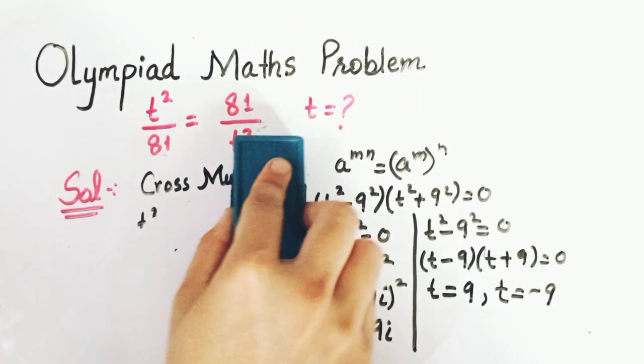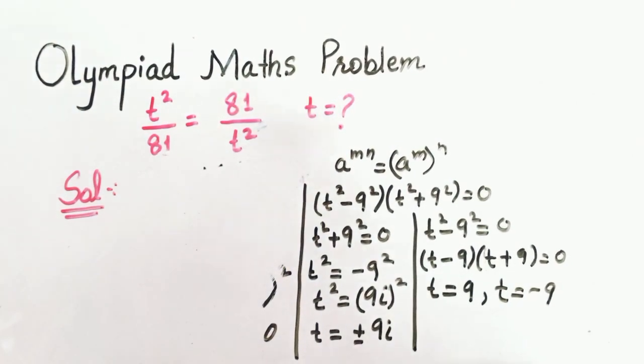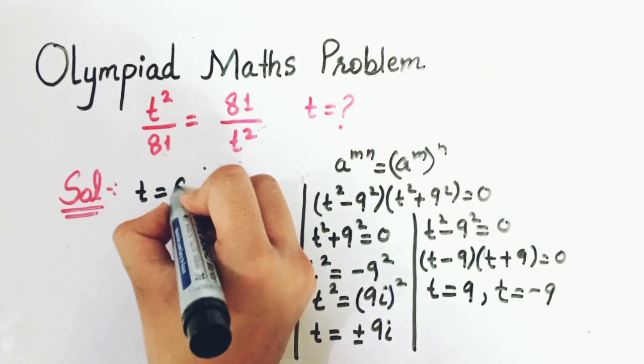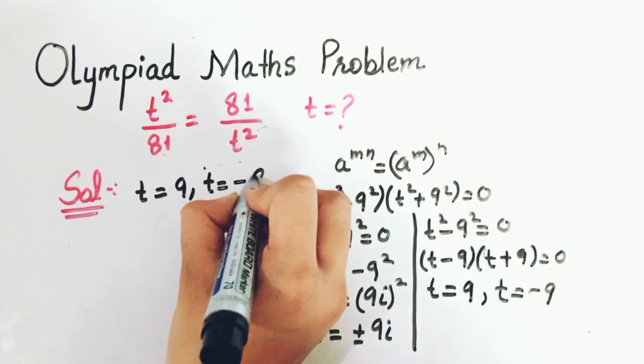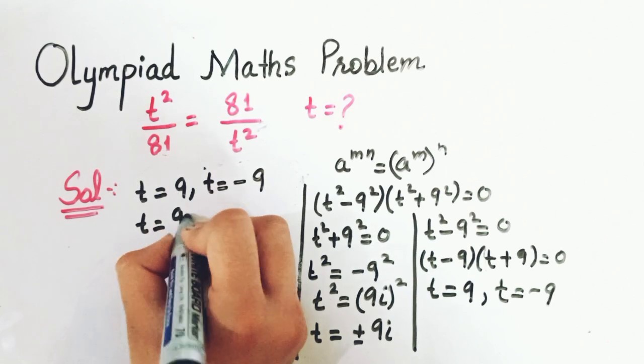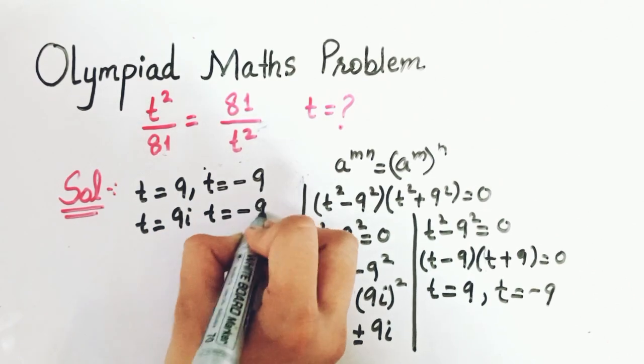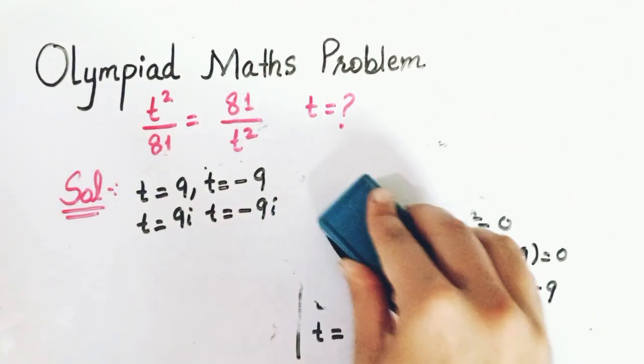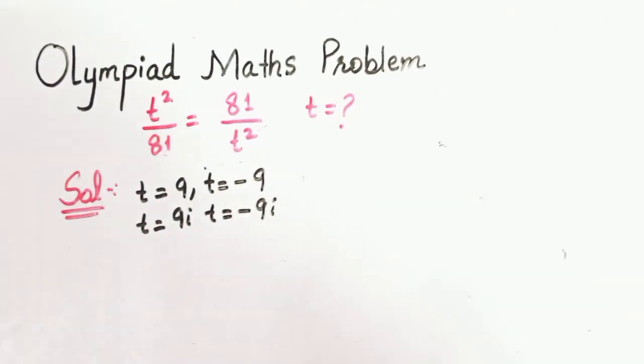Now we will write the final answers here. We get four values. First is t equals 9, t equals minus 9, t equals 9 iota and t equals minus 9 iota. Now we will solve this by verification, to check whether our answer is correct or not.